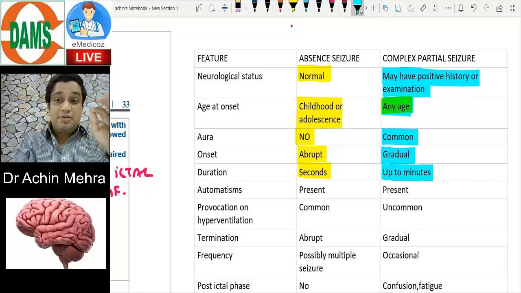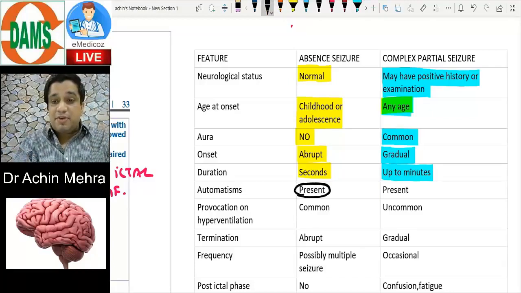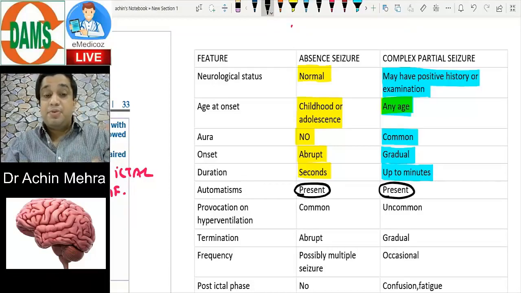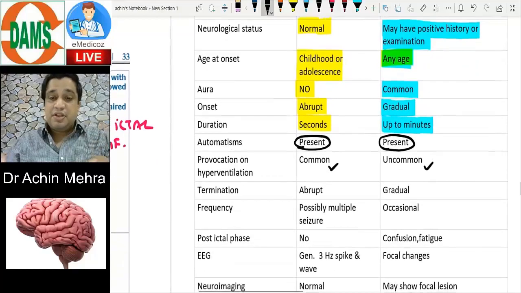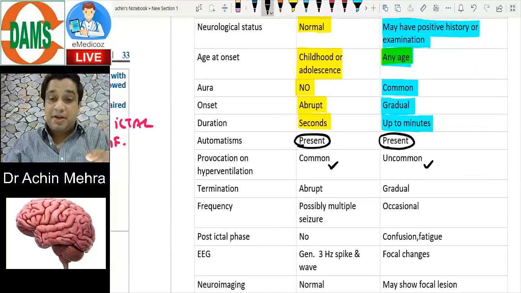Automatism, subtle motor signs. Yes, very important thing. If you remember, subtle motor signs were present in a patient of absent seizure as well as in a patient of focal seizure. Provocation by hyperventilation for a minimum of a minute is very common in patients of absent seizure. It's very uncommon in patients of focal seizure. Termination of the event is abrupt in absent seizure, while it's gradual in a patient of complex partial seizure or a focal seizure.